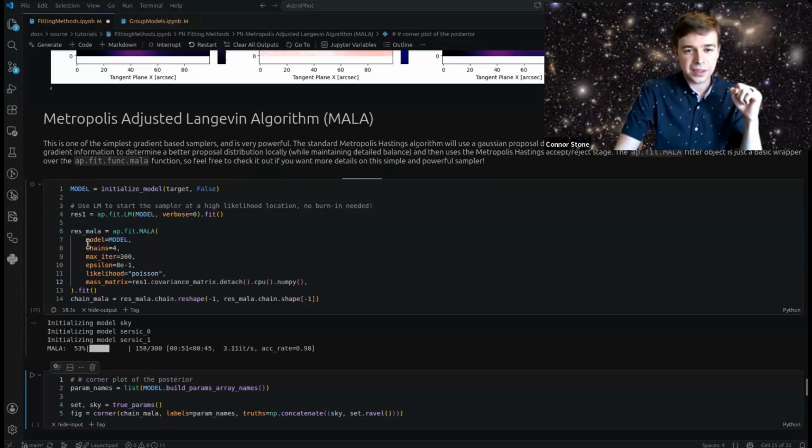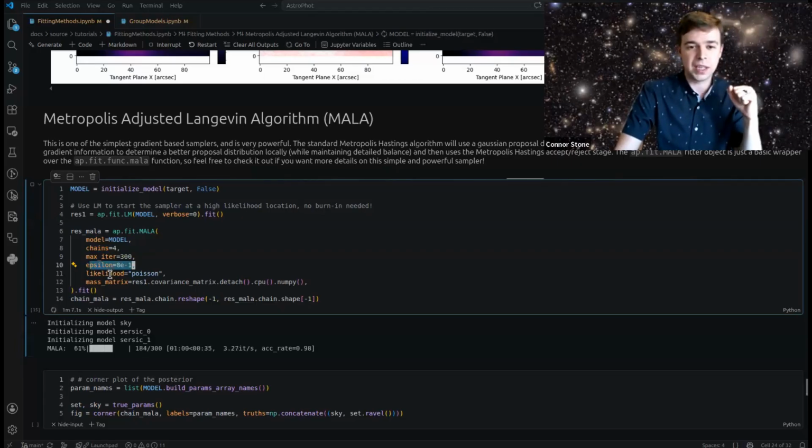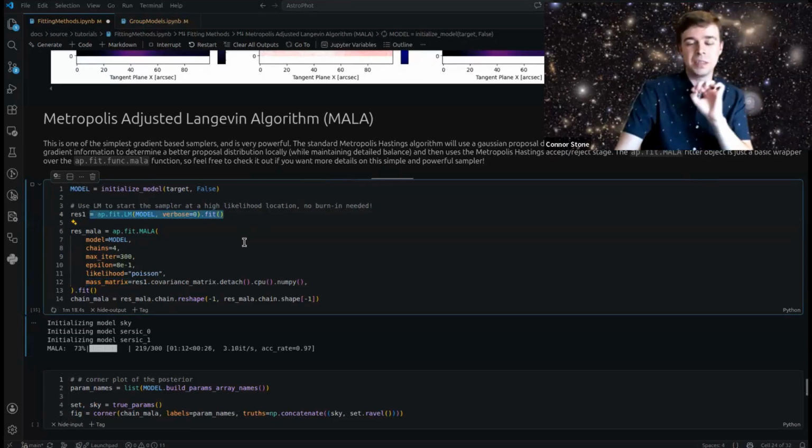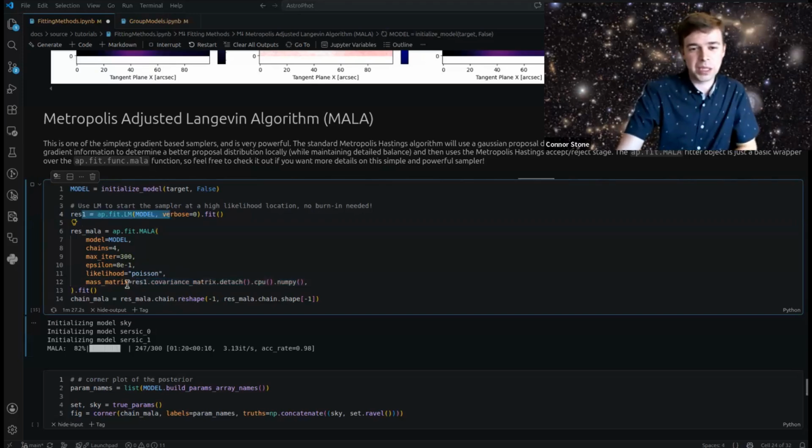You'll notice that there are certain controls you have: the number of iterations, the number of chains. Epsilon is just basically connected to the step size. The mass matrix is incredibly important for getting efficient sampling. I've cheated just a little bit here. I used Levenberg-Marquardt to get to the optimum point, to the maximum likelihood, and then I took the covariance matrix from that optimum point, which is essentially the Fisher information matrix, and I used that as the mass matrix.